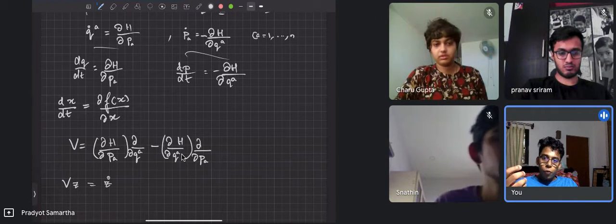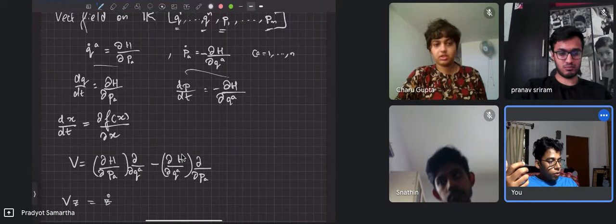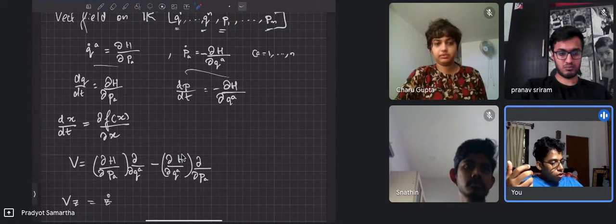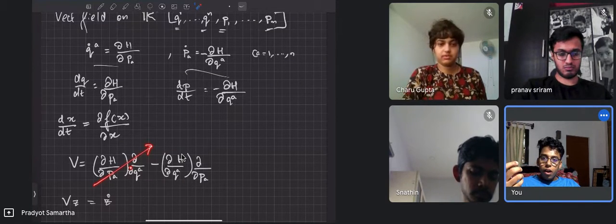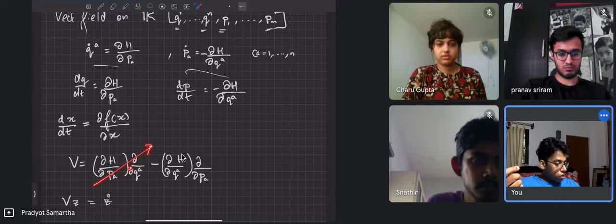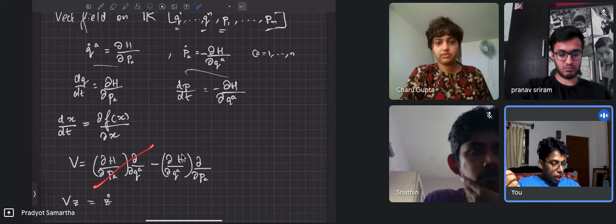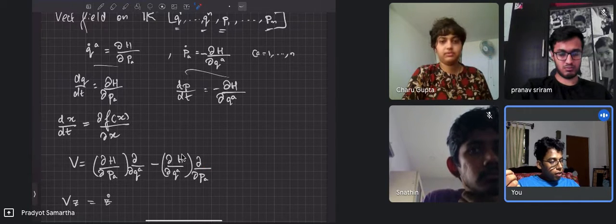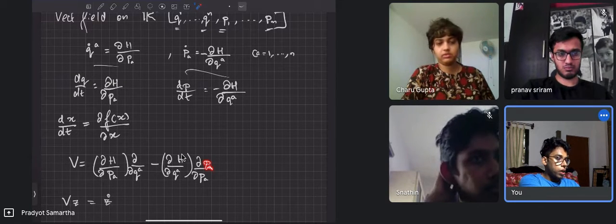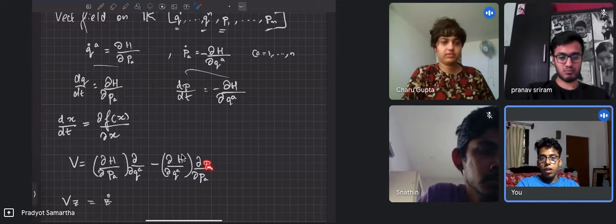So if you put QA here, note that the QA terms will vanish. And if you took the other term, PA, then this will vanish and you only have ∂/∂PA, and ∂PA/∂PA will be 1, and then you have just minus. V is equal to Z dot, which is equal to minus ∂H/∂QA.